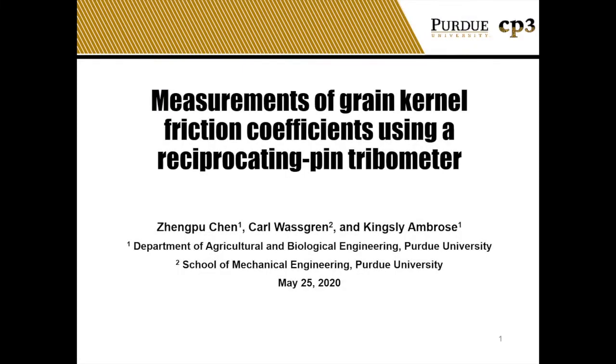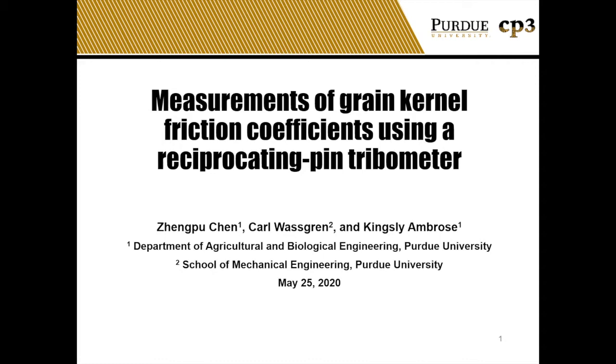I'm currently a PhD student in the Agricultural and Biological Engineering Department at Purdue University, working with Professor Kinsey Ambrose and Carl Waskrin. In this video, I will briefly describe the work presented in my recent journal paper entitled Measurements of Green Kernel Friction Coefficients using a Reciprocating Pin Tribometer.